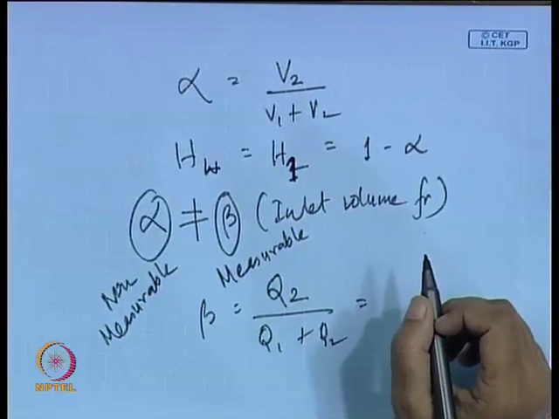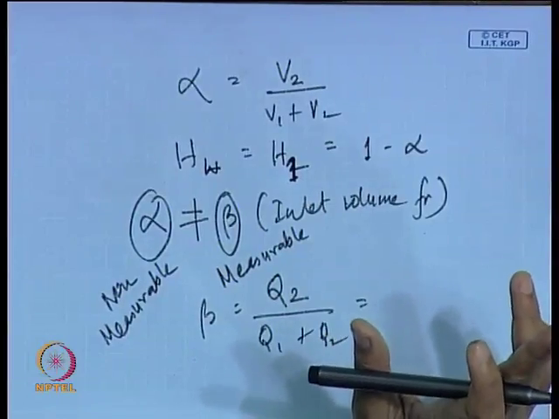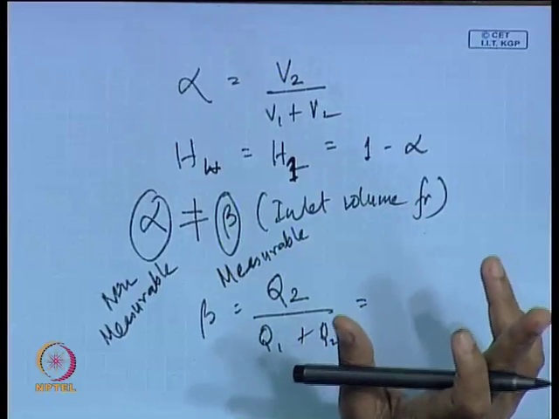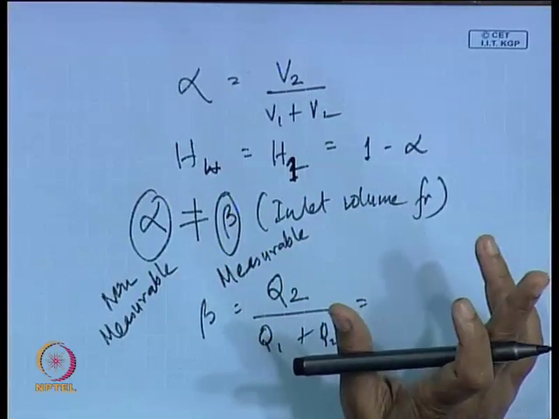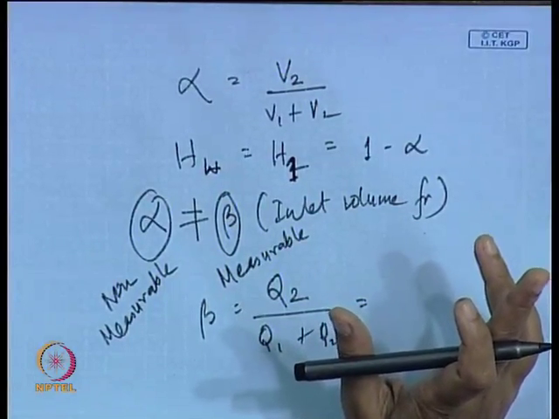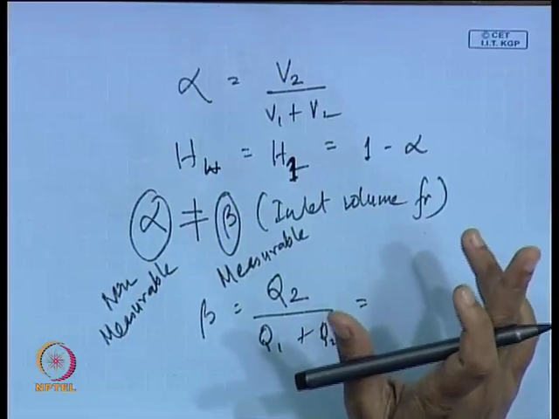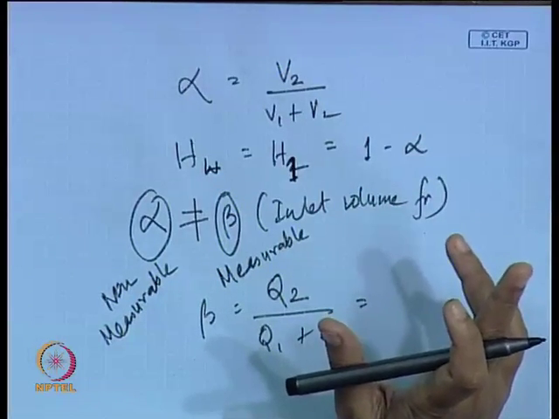Louder. V1 or U1? Alpha equals V2 by V1 plus V2. It is the void fraction, or in other words, the in situ gas fraction, and therefore it usually refers to the lighter phase.